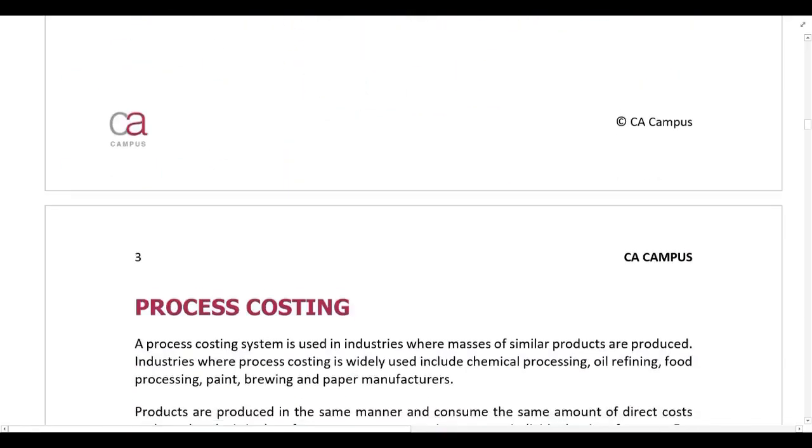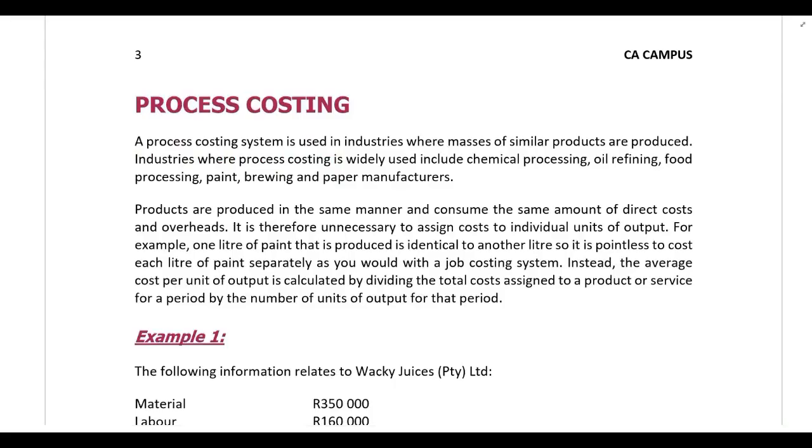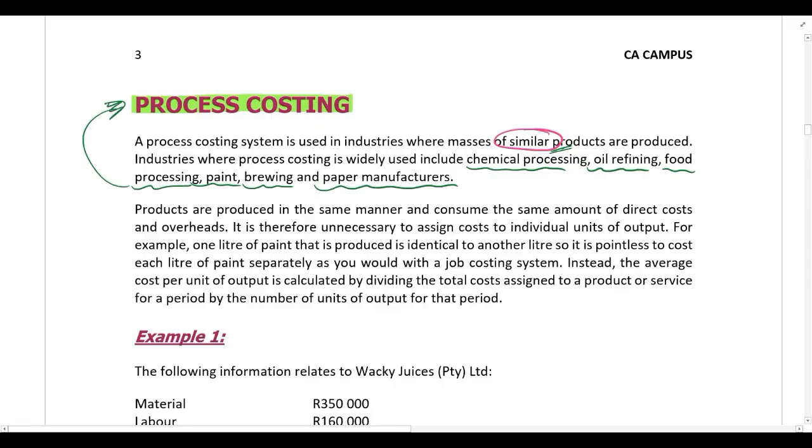On the other hand, if we move on to the next page, process costing is exactly the opposite of job costing. Job costing was unique products made according to customer specification. When we look at process costing, we are now looking at products that are very similar. This normally happens in the following industries: chemical processing, oil refining, food processing, paint manufacturing, brewing, and paper manufacturing. Because all of their products are so similar, companies in these industries normally use process costing.